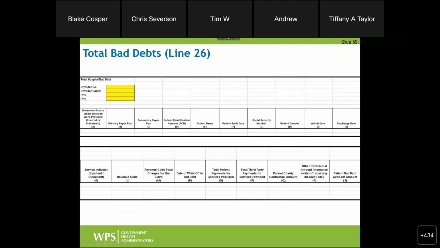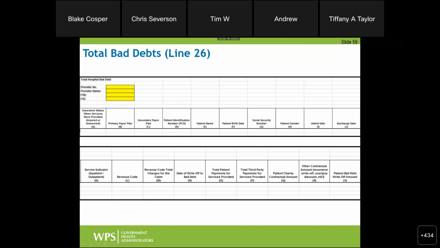Now, the other thing I want to point out, though, on the charity care listing, I skipped over this. We had this same other contractual amount column. Bad debts could have been there for that charity care listing for the same reason, to back into what's left for charity care. Now we're trying to back into what's left for bad debt.